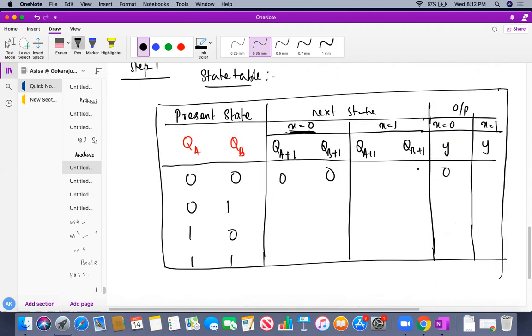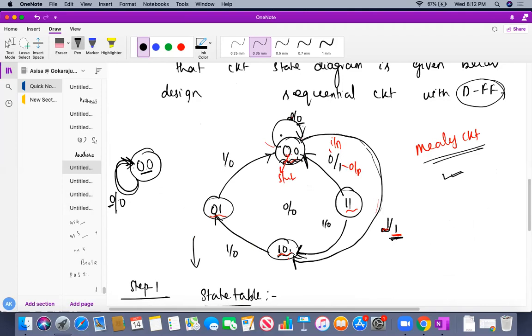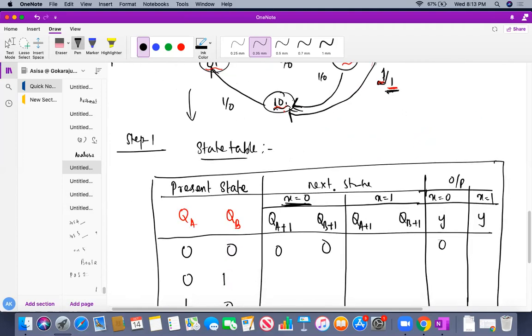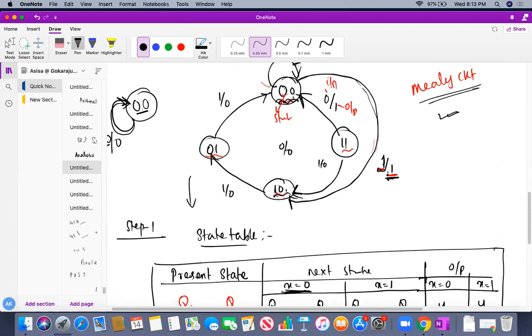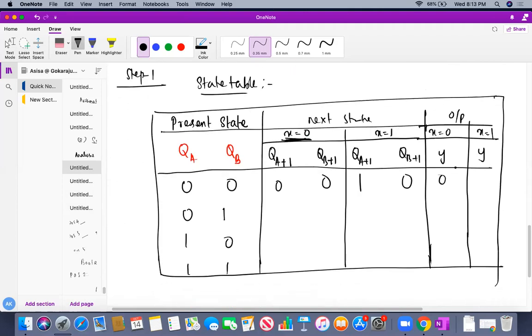My output is 0. Now tell me, if I am in state 0 0 at input 1, where am I going? I am going to 1 0. So my next state is 1 0. At that time, what is my output? My output is 1. Do you all understand?